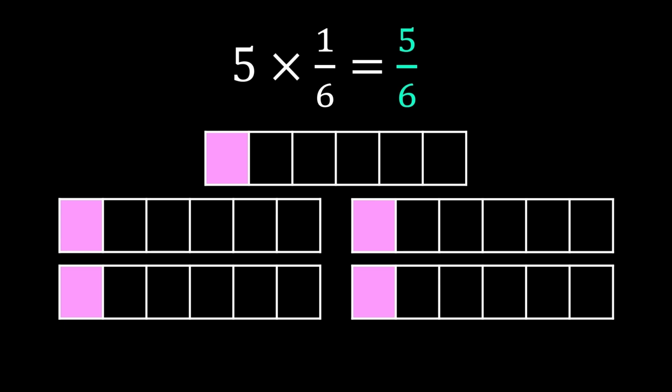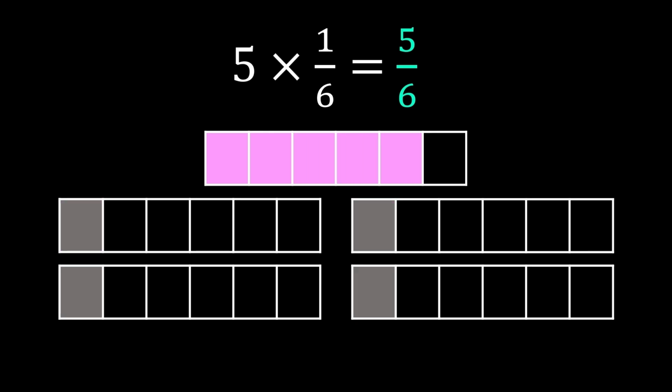Another way you can think about this is after you have your shading here, then you can move the shaded 1/6 pieces into the same whole. Now you can easily see that you have 1, 2, 3, 4, 5, 6. This can be very useful for problems where your product will be a mixed number.